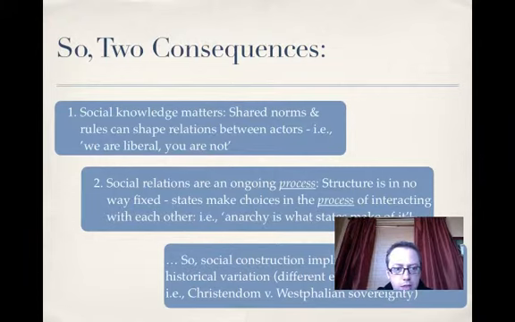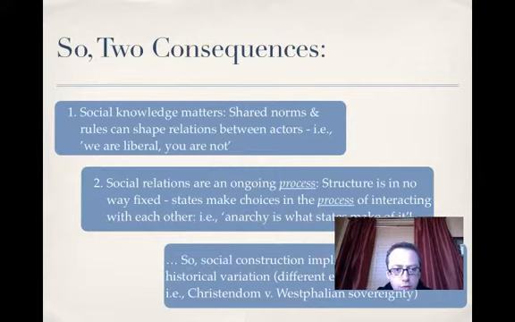Clearly that matters. And then also what we're saying is that if identities matter, social knowledge matters, then change is possible. Social relations are an ongoing process. Structure is in no way fixed. States make choices in the process of interacting with each other. Thereby, the conclusion is that anarchy is what states make of it over time. And so the point is that change can happen, right?